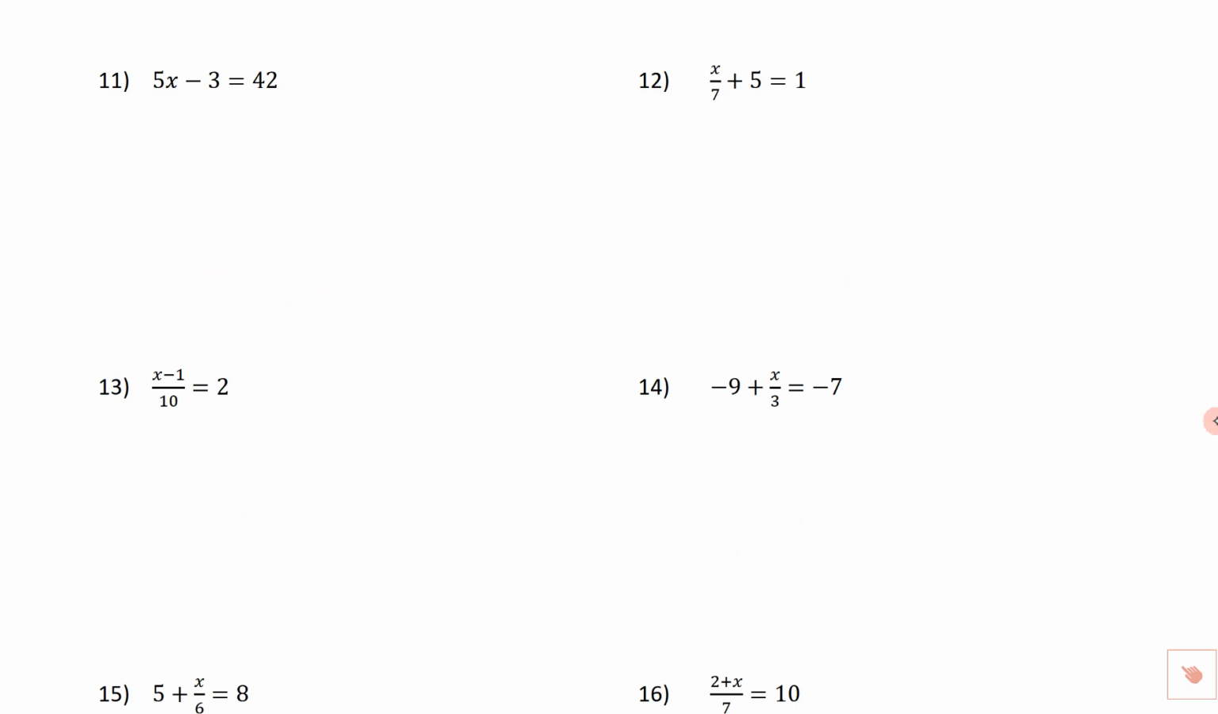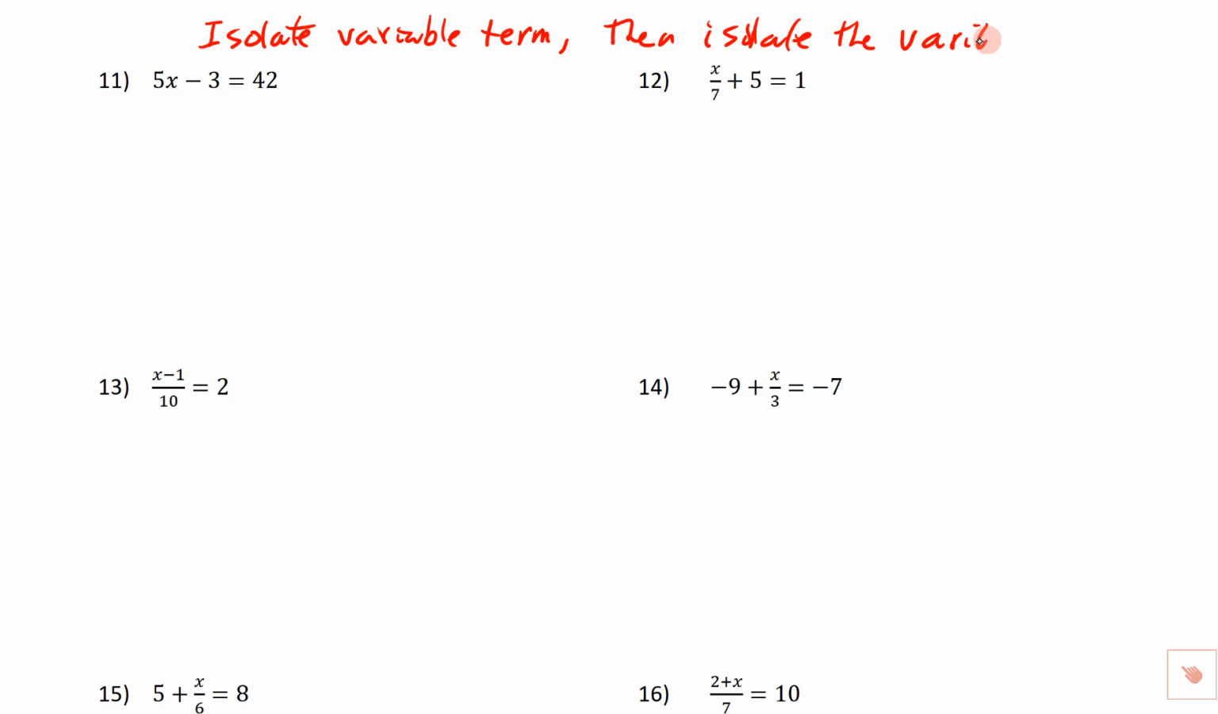On this side, we've got two-step equations. You can tell that these are a little bit more complicated. We've got more things going on here. We isolate the variable term, so I'm going to write that down. Isolate the variable term, then isolate the variable. Now, when we say isolate, what we mean is get the variable or the variable term by itself. The word isolate means get by itself.